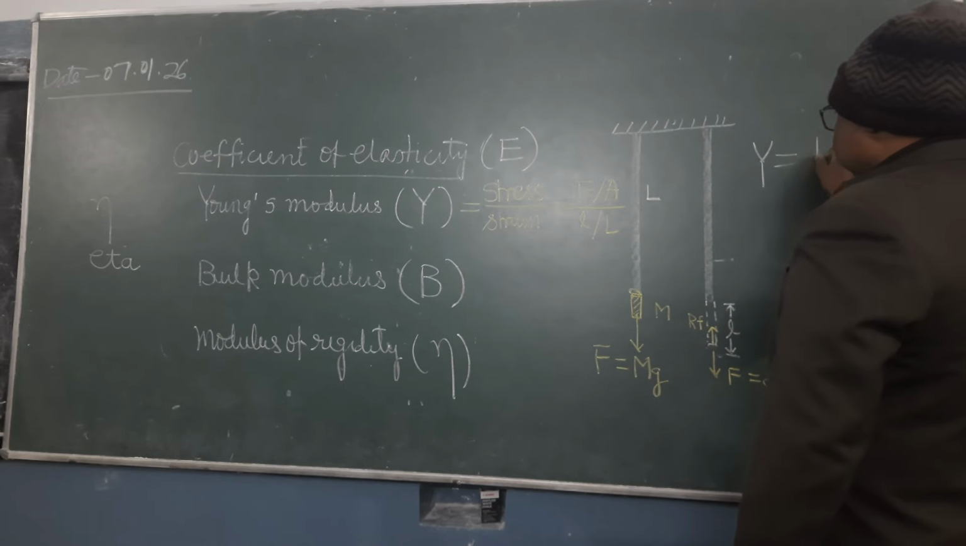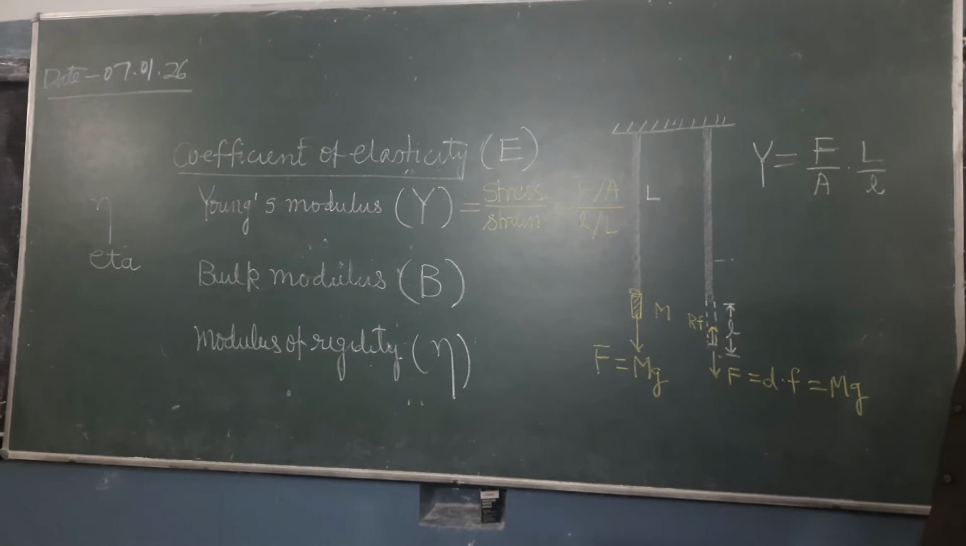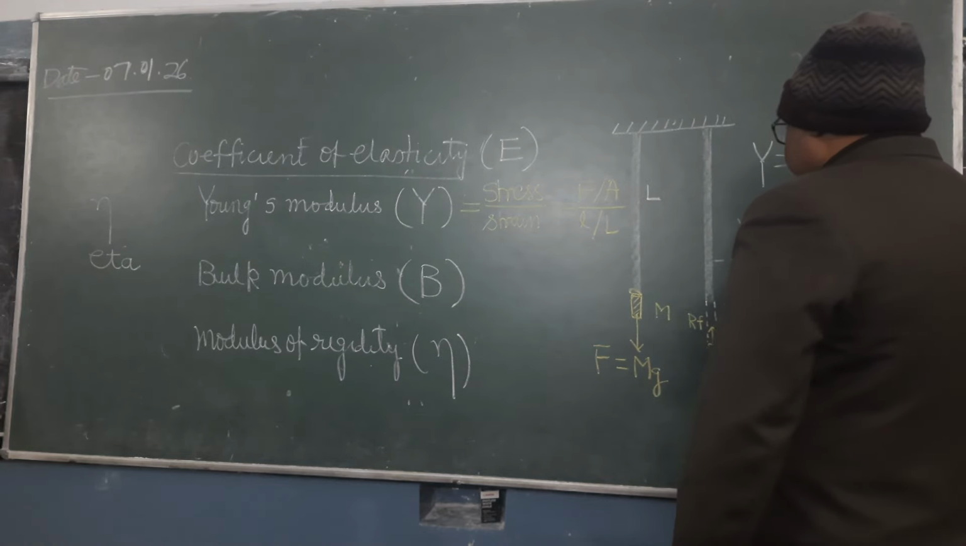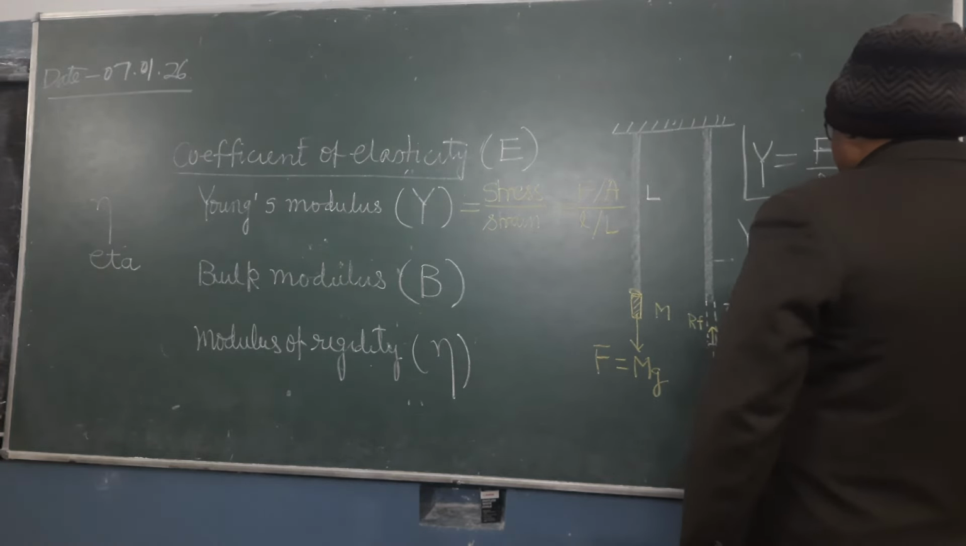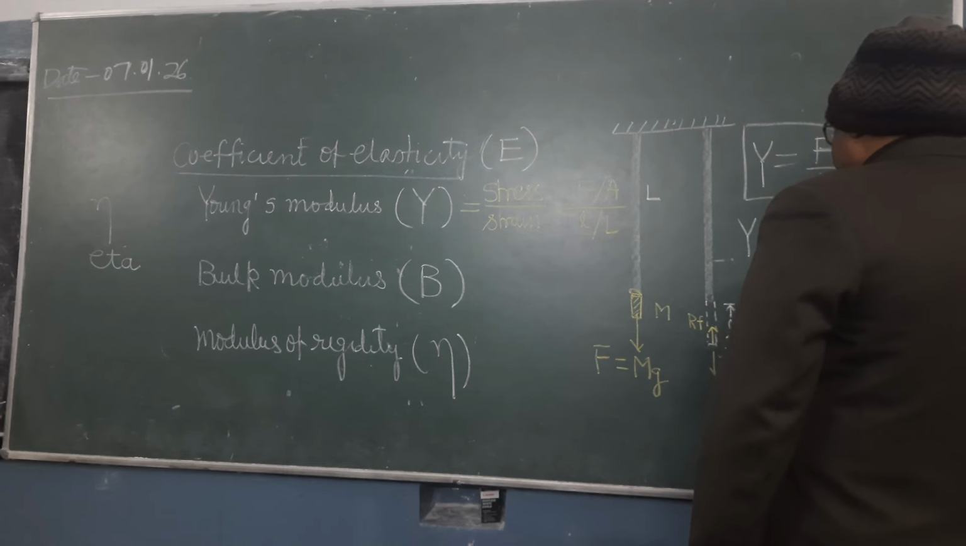Y equals F upon A into capital L upon small l. Capital L upon small l. What is F here? F equals mg. This is the formula of Y. You note down this. F equals mg. What is capital L?